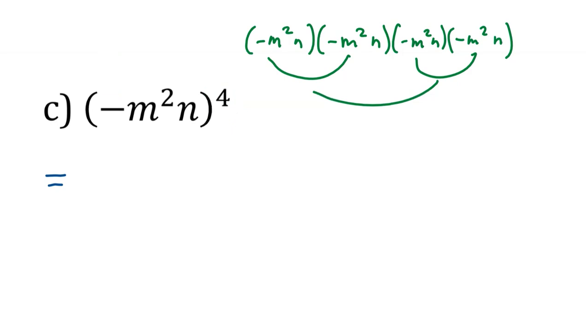Okay, so it's going to be positive, which you don't have to write, but I'm going to write it out. M to the 8, 2 times 4 is 8. N to the 4, 1 times 4 is 4.